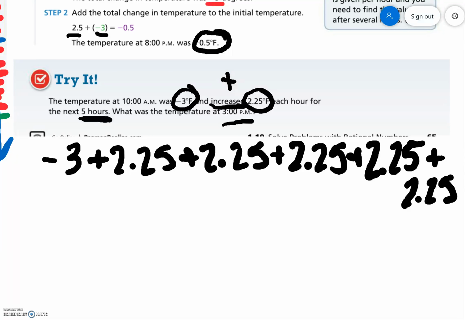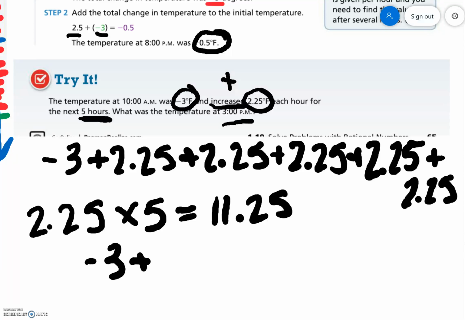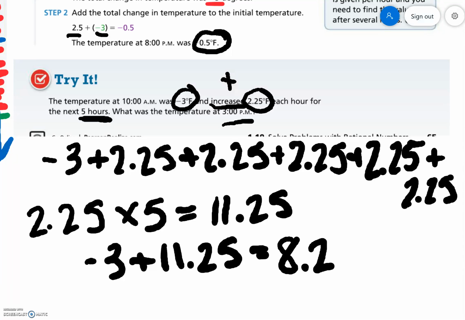Or we can just take 2.25 and multiply it by 5, to get 11.25. And we can do negative 3 plus 11.25 to get the answer of 8.25. So the temperature at 3 p.m. was 8.25 degrees Fahrenheit.